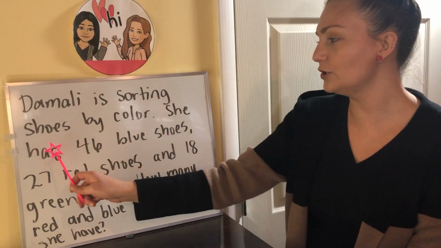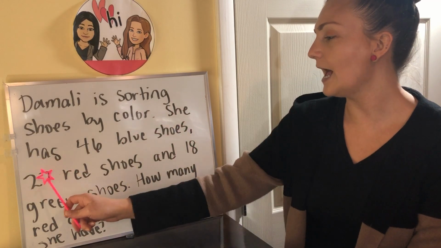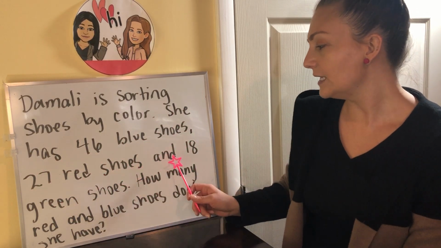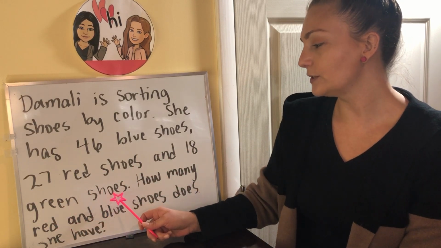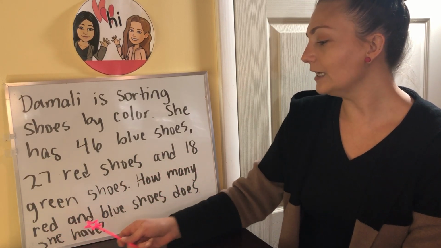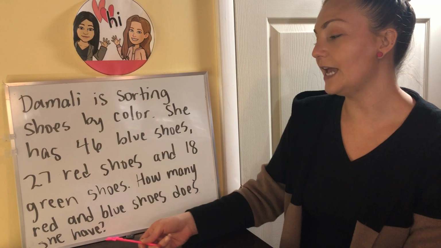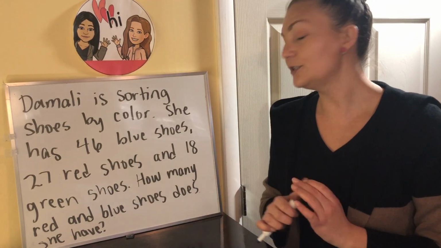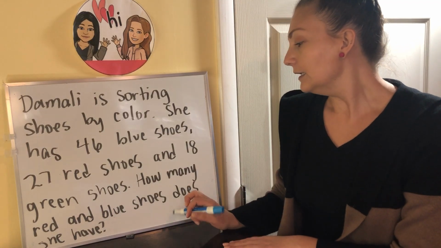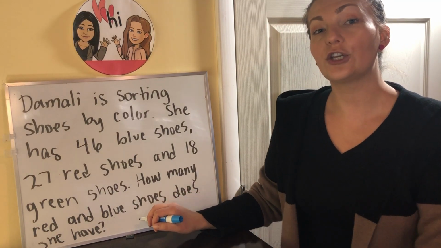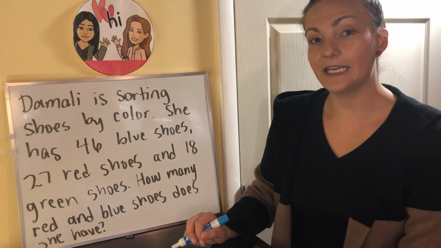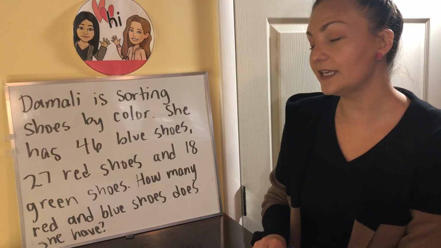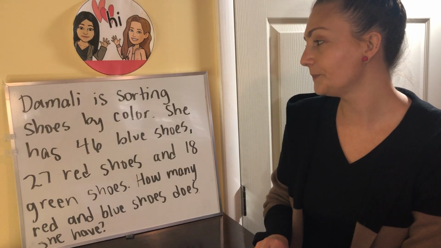Damali is sorting shoes by color. She has 46 blue shoes, 27 red shoes, and 18 green shoes. How many red and blue shoes does she have? So now that we've read twice, we can move on to our next step in the reading, which is using our CUBES strategy. C stands for circle key numbers. So go ahead and find the key numbers and tell me what they are.